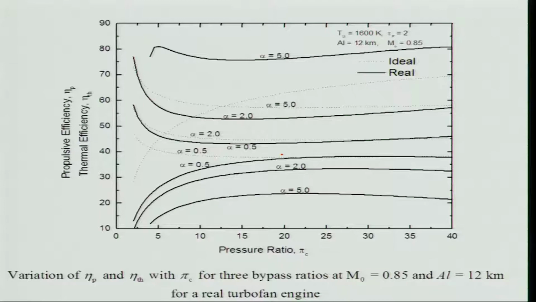Whereas for the thermal efficiency, with alpha it remains the same kind of thing, increasing and then decreasing. And keep in mind, sorry, I think I made a mistake, this thermal efficiency remains the same. And the overall efficiencies have similar values for alpha equal to 0.5, 2 and 5.